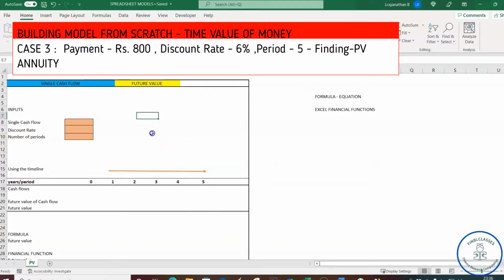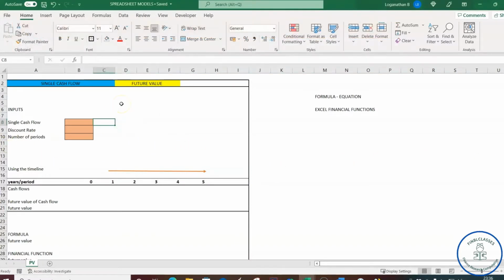So come to this spreadsheet. Here we have to find the annuity, right? So I will change this single cash flow to annuity. Then here we have to calculate the present value. Change this to present value.